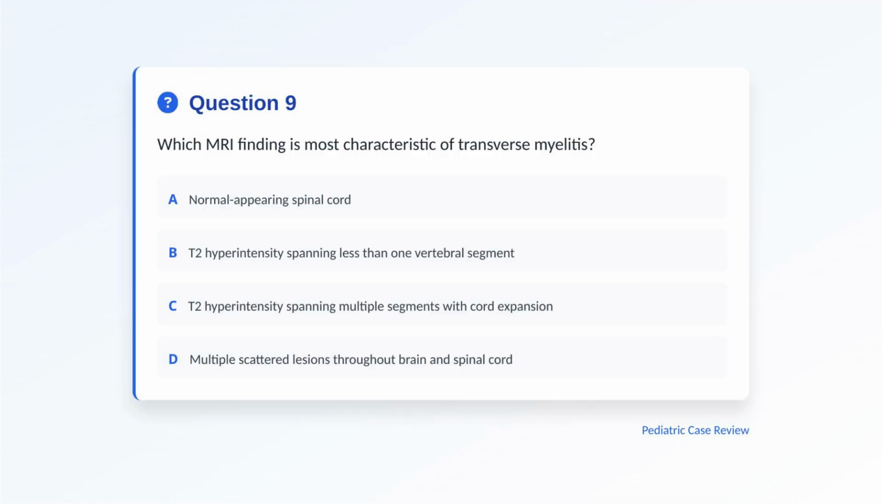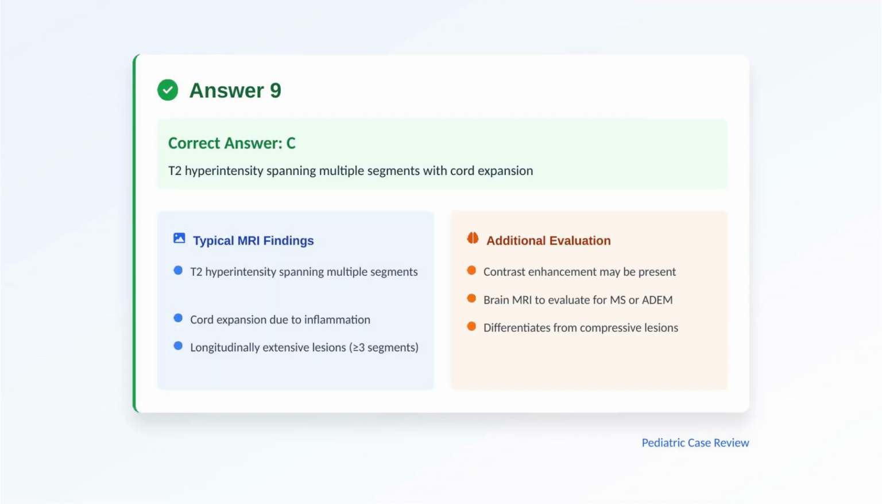Question 9 explores imaging findings. Which MRI finding is most characteristic of transverse myelitis? A. Normal appearing spinal cord. B. T2 hyperintensity spanning less than one vertebral segment. C. T2 hyperintensity spanning multiple segments with cord expansion. D. Multiple scattered lesions throughout brain and spinal cord. The correct answer is C.